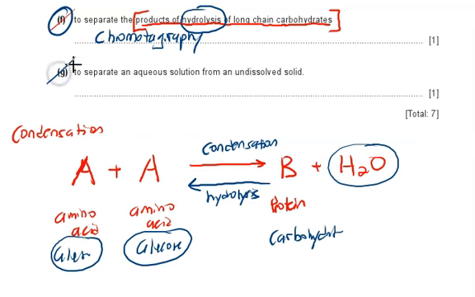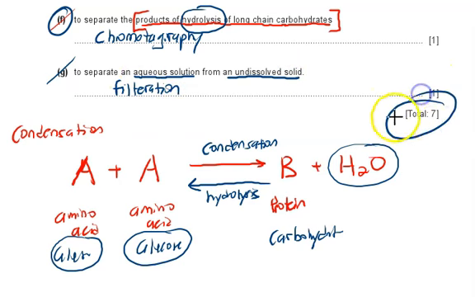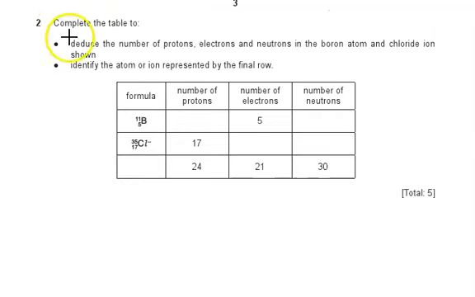Then for G, to separate an aqueous solution from an undissolved solid. This is definitely filtration. This is a filtration process. So the total marks for the first question is 7 marks. Now let us move to the second question.